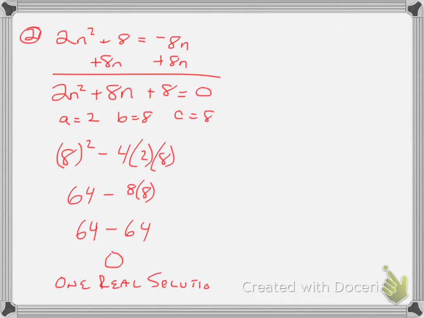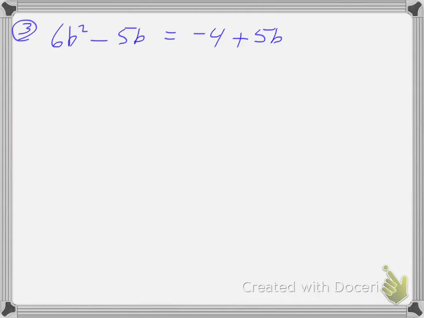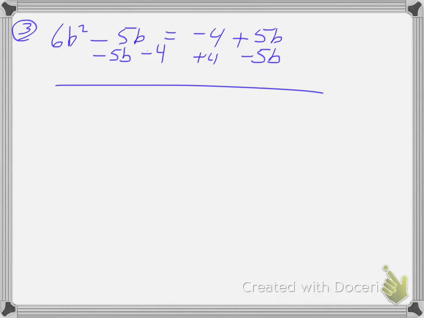Okay, last one. So I have to get everything on one side. I have 6b squared minus 5b equals -4 plus 5b. So I'm adding 4 to both sides. I'm also going to subtract 5b from both sides. Those do not cancel out. I have 6b squared minus 10b, that should be a plus 4, is equal to 0.